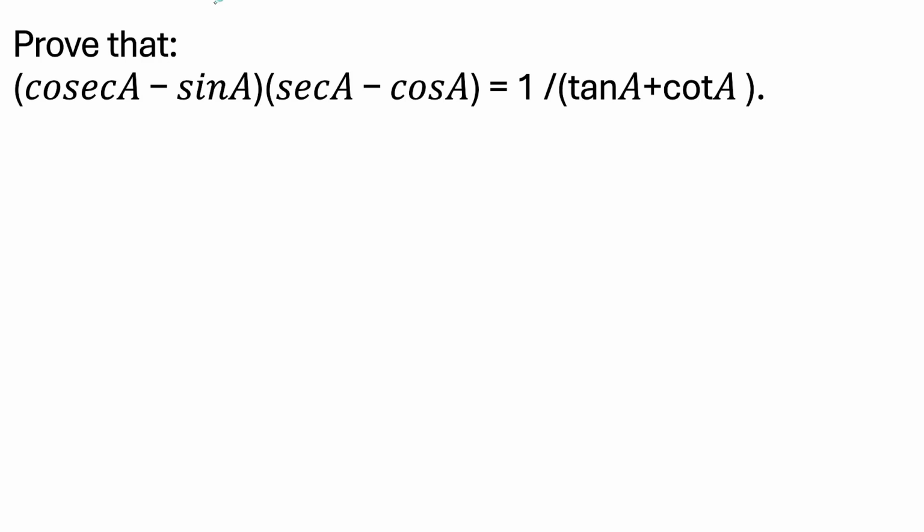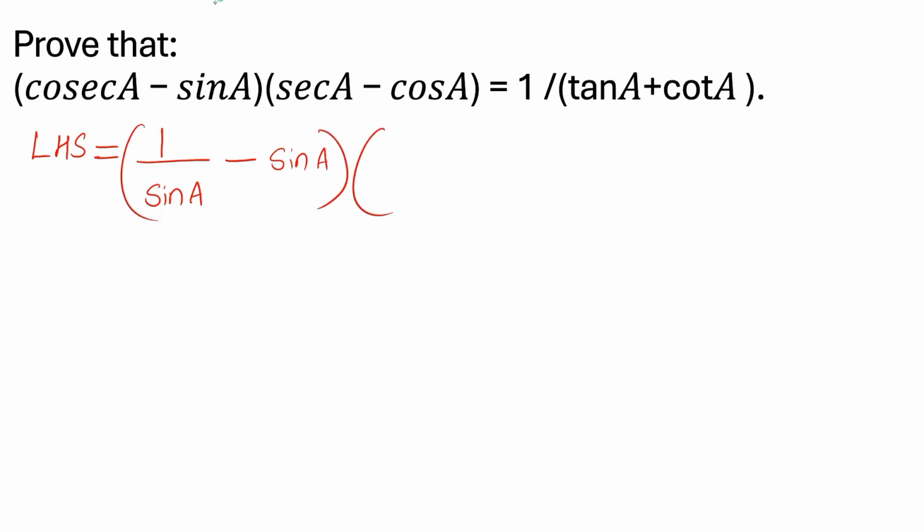This is, I think, 2 mark question. (cosec A minus sin A) times (sec A minus cos A) equals 1 by (tan A plus cot A). So for finding this, we have to write the LHS first. Okay, instead of cosec A, I am writing this term in terms of sin A, 1 by sin A minus sin A. Instead of sec A, I can write 1 by cos A minus cos A.